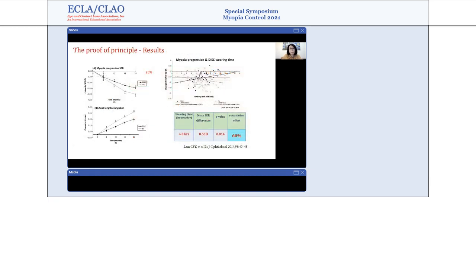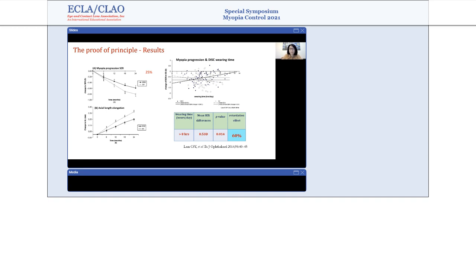In the 2-year RCT, the overall retardation effect of the DIS lens was 25%. This figure shows the changes in myopia progression and axial length over the 2 years. We did not see any plateau effect during the 2 years. We also noted a dosage effect of the time with myopic defocus exposure.